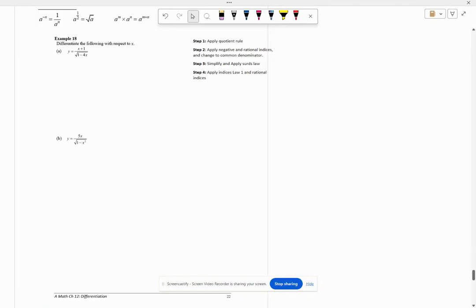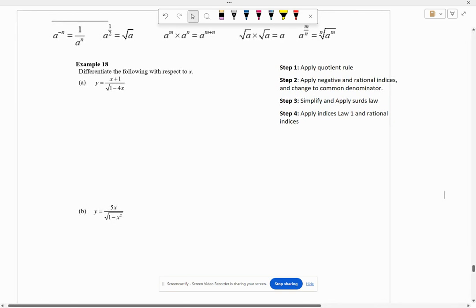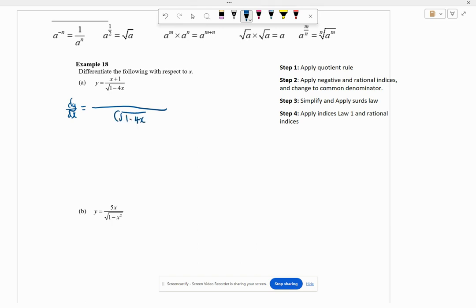Alright, let's take a look at example 18. Right now, when we apply the quotient rule, realize that the denominator has a square root. So we apply step 1, apply the quotient rule, dy/dx, the whole thing over v squared. If we square the square root of 1 minus 4x, v squared, what will we get? Yes, we'll get 1 minus 4x. So we can directly write 1 minus 4x.